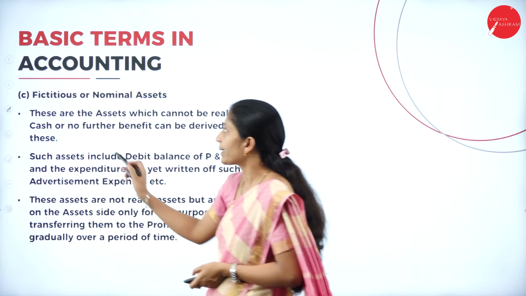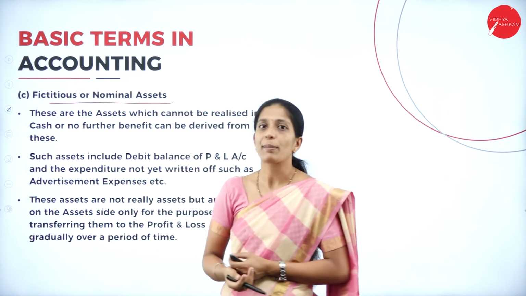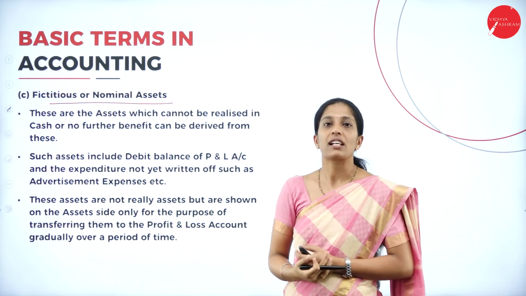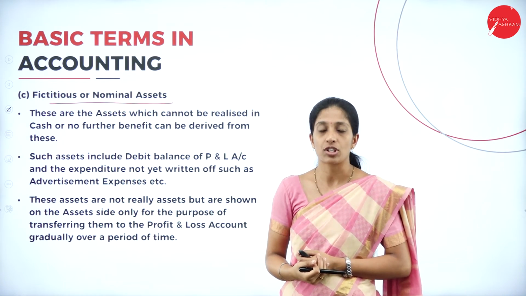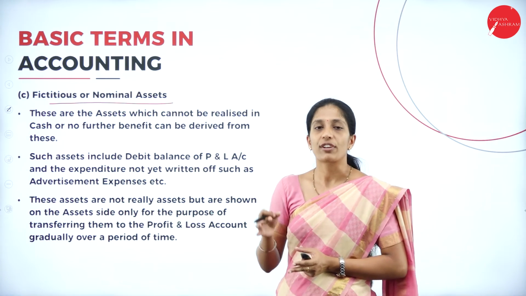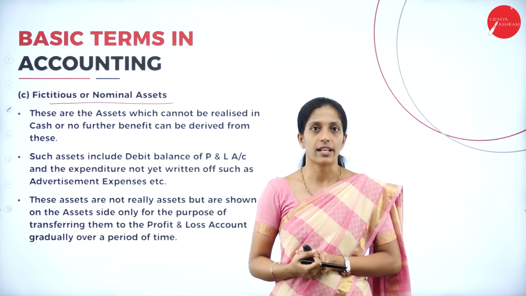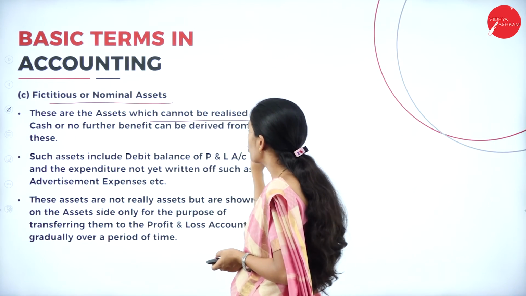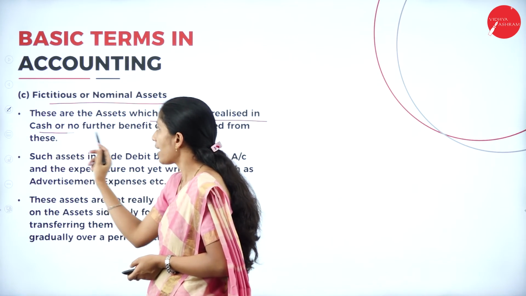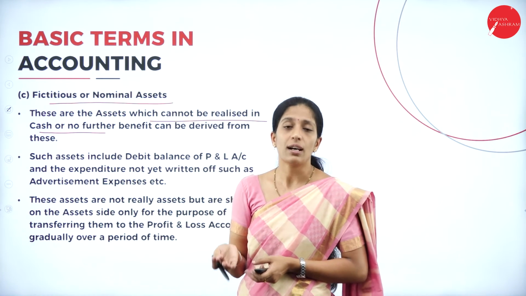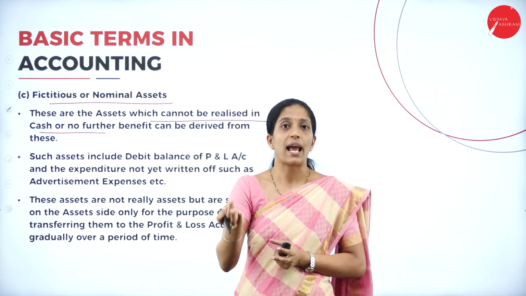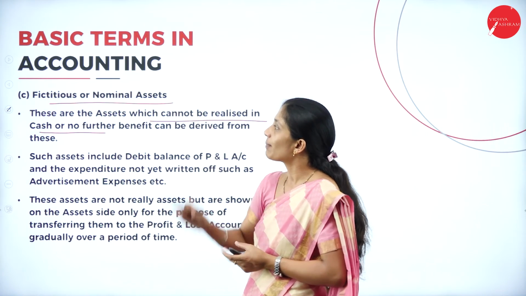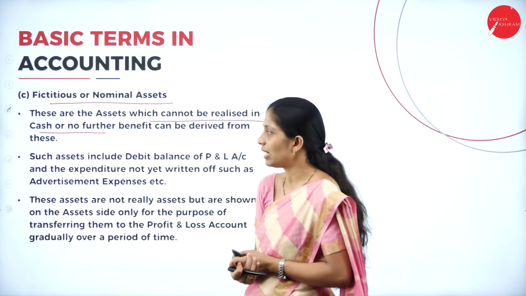Now coming to the third type, that is fictitious or nominal assets. What do you mean by this? Here it cannot be realized in terms of cash. So they are termed as what? Fictitious or nominal assets. Fictitious or nominal assets are those assets which cannot be realized into cash, or no future benefit can be obtained from these types of assets. So they are termed as fictitious or nominal assets.